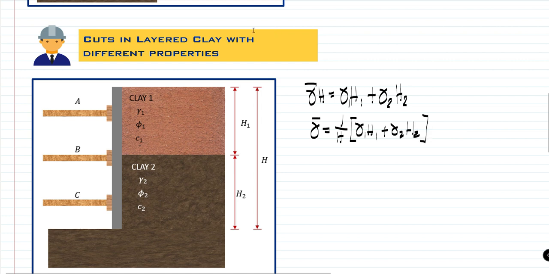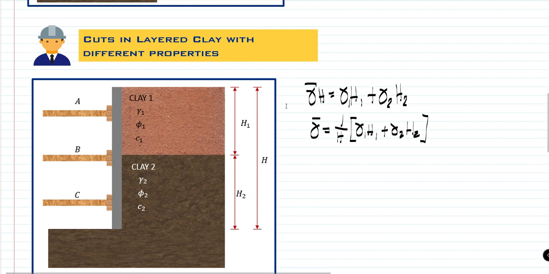So, kahit tatlong layers pa yung soil natin, basta clay siya, we can have iisa lang na unit weight na para lang tayong nagbabarignon's theorem. So, that is gamma bar is equal to 1 over H times gamma 1 H1 plus gamma 2 H2.